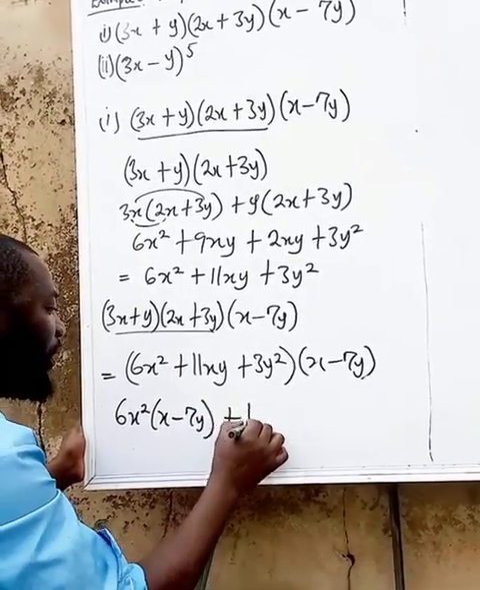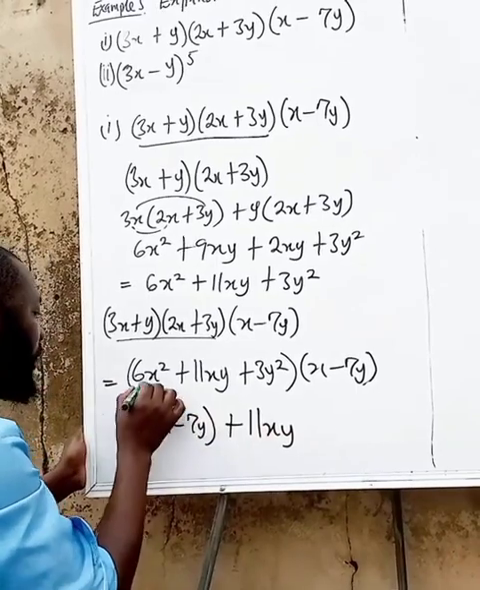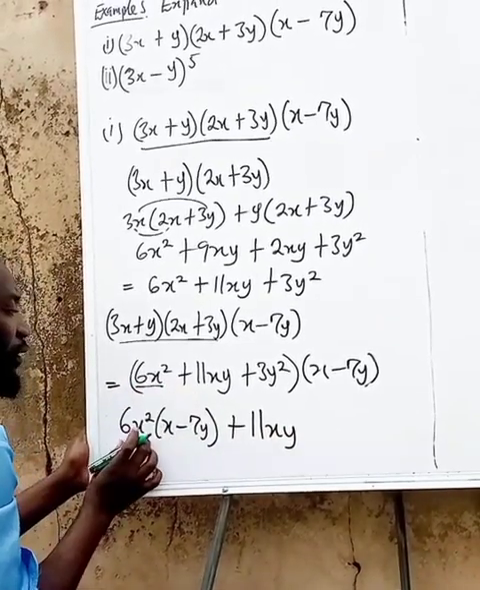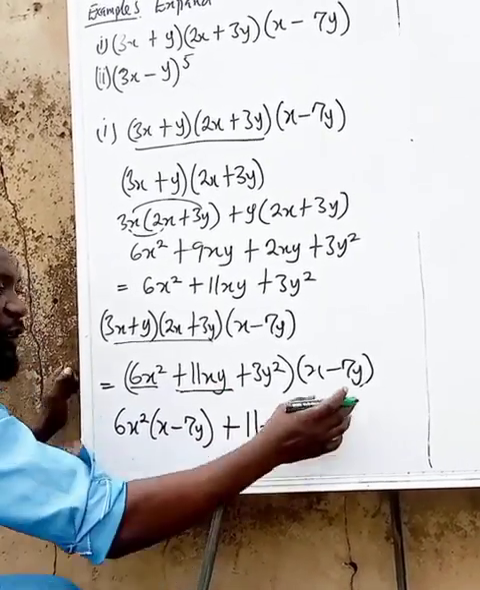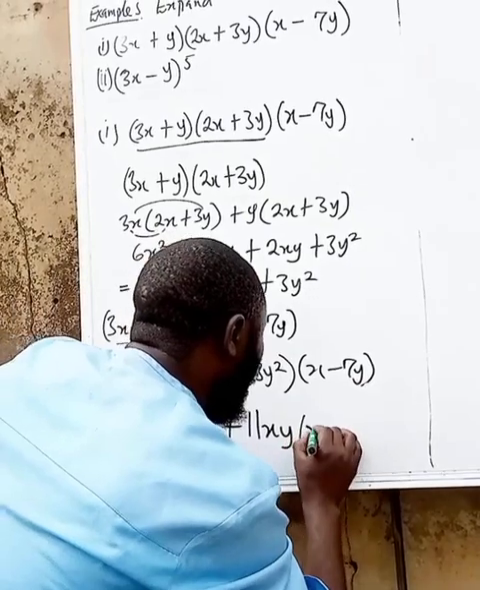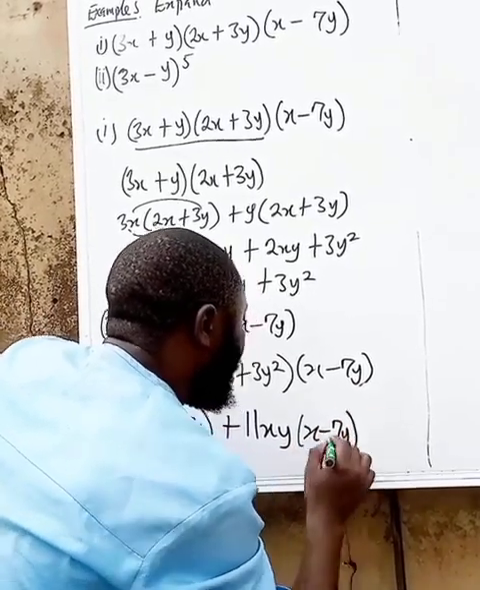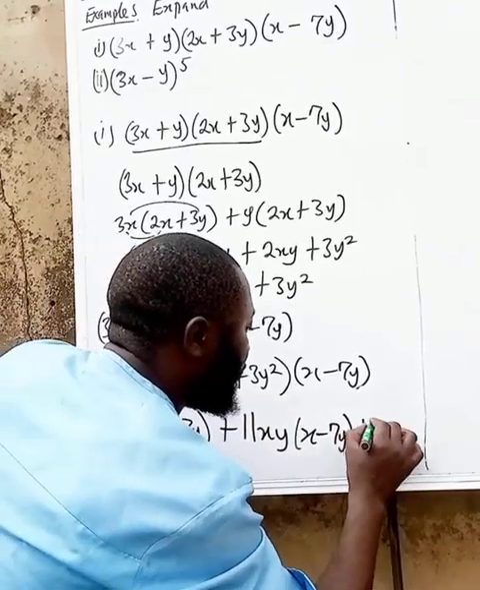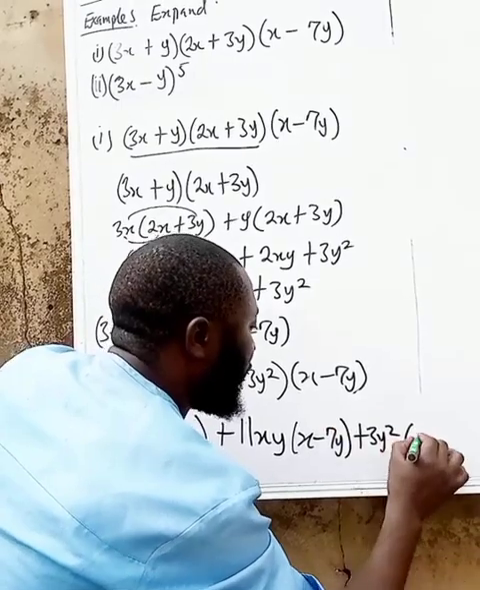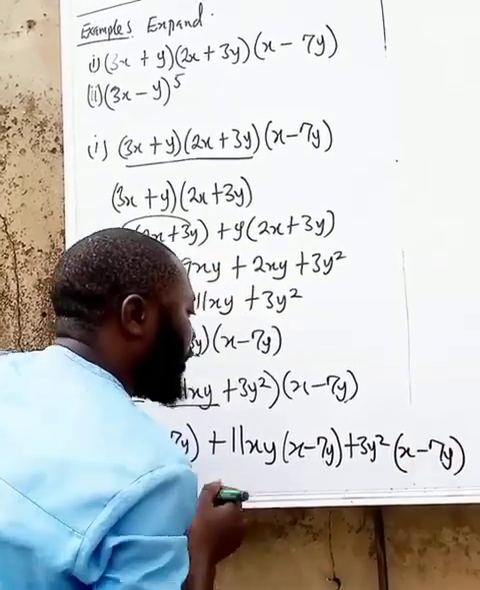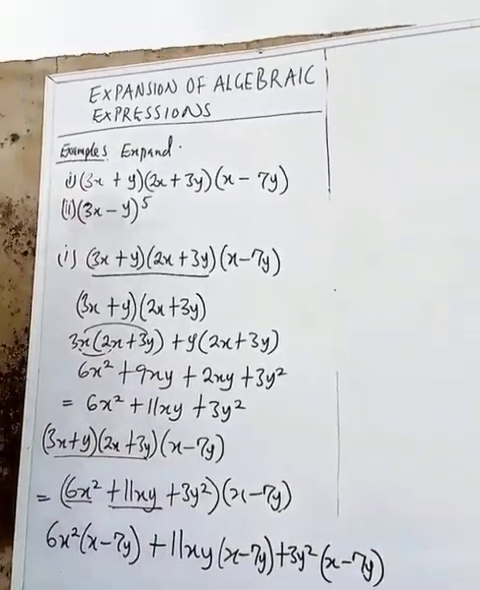Plus 11xy, you take 6x squared. Next, you take plus 11xy, then multiply by x minus 7y. Then plus 3y squared, multiply by x minus 7y. Now we want to expand as usual.